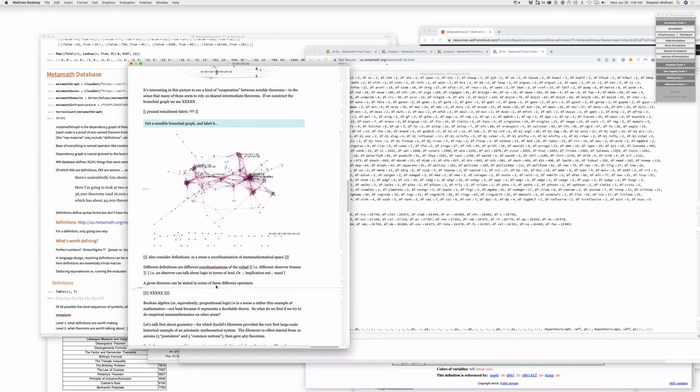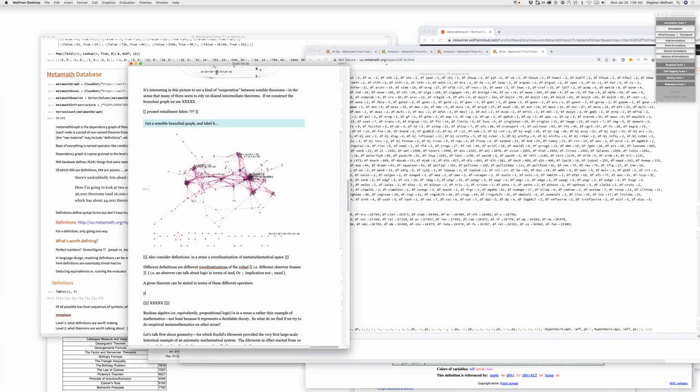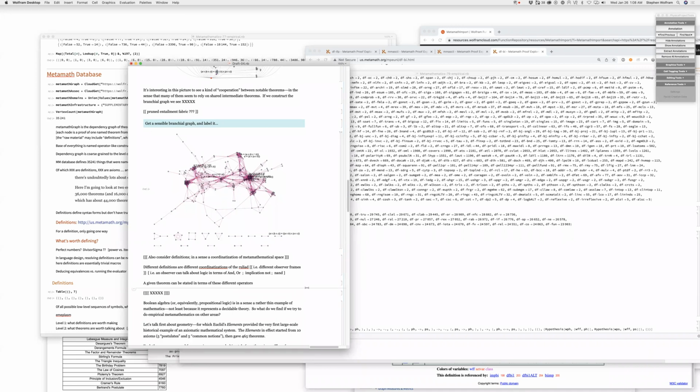So for example, let's say we say P and Q or R. Okay, and we say Boolean convert.